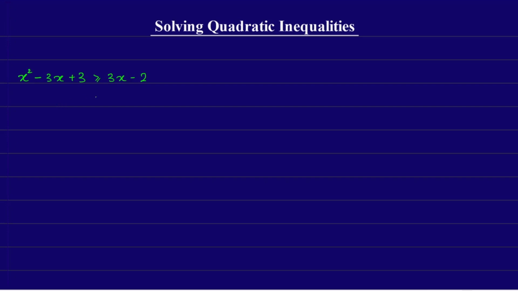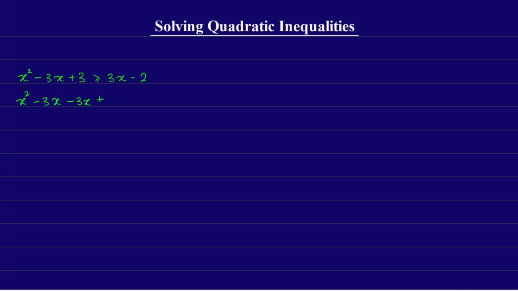So the first step here would be to take all non-zero terms to one side, leaving 0 on the other side of the inequality. So let's do that. We can rearrange this as x squared minus 3x. That's what we have over here. And then we bring this 3x to the opposite side. So again we have minus 3x. Since this was positive 3x, on the other side is minus 3x.